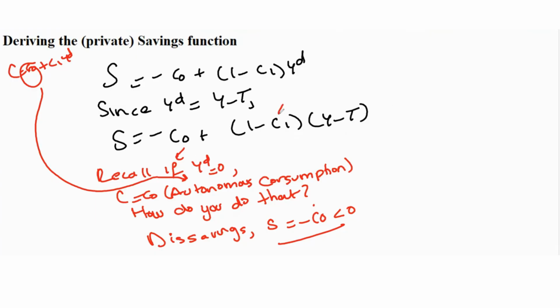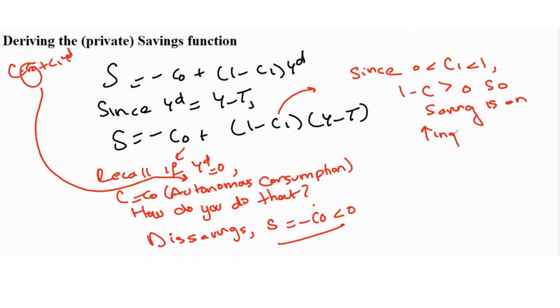And over here, another thing we want to note is since we know C1 is between 0 and 1, it is MPC, 1 minus C1 would be greater than 0. So saving is an increasing function of income, which means that saving S increases as Y increases, right? Because this is positive.